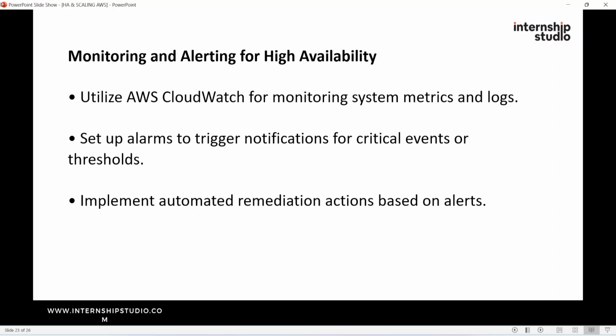So we can leverage monitoring and alerting for high availability. We can utilize CloudWatch for monitoring system metrics and logs. We can set up alarms to trigger notifications for critical events or thresholds with the help of the Amazon SNS service. Also, we can implement automated remediation actions based on alerts. We can configure alerts with Slack or any communication tool you want for easier resolution. CloudWatch is actually one good service, which I think supports almost every service in AWS.